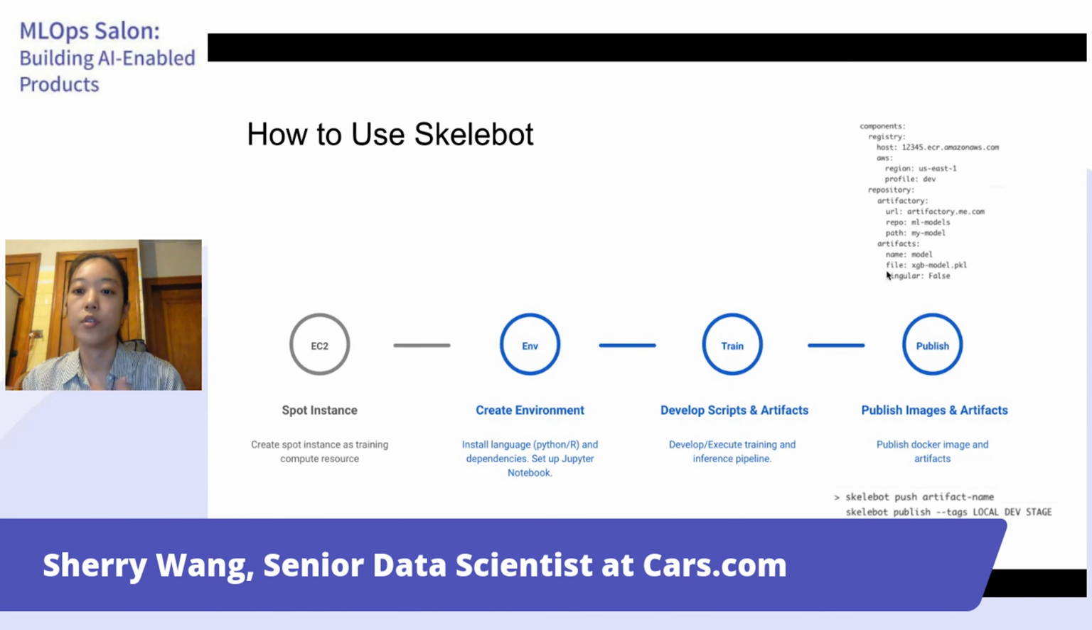Then you tell Skelebot that, hey, I'm gonna save my model as an artifact, give it a file, and also some other parameters you can specify. With these 2 lines of code, you will be able to push your artifact to Artifactory and also publish your Docker image to the ECR.